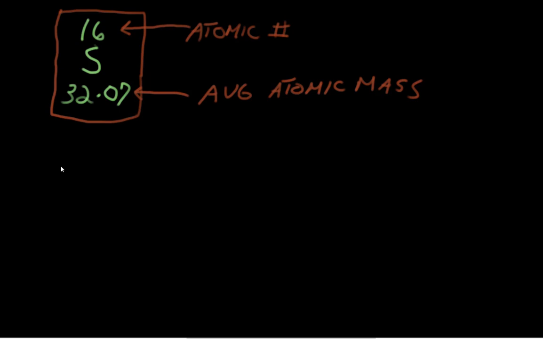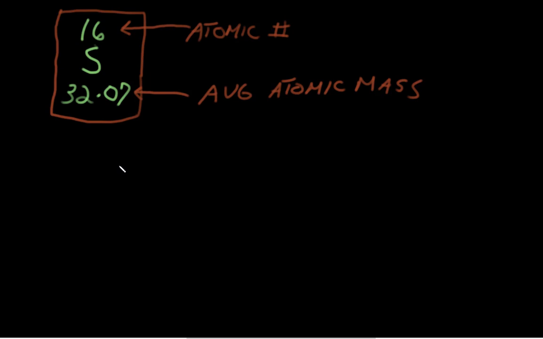Today we're going to look at how to calculate the number of protons, neutrons, and electrons in a neutral atom such as you would find on the periodic table. So we're going to take a look at sulfur, and sulfur has an atomic number of 16 and an average atomic mass of 32.07. The average atomic mass is a weighted average of all the isotopes, and we're going to come back and look at that in another video. But what we're going to look at right now is how to find the number of protons, electrons, and neutrons.